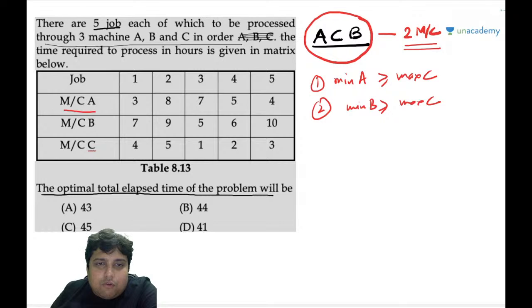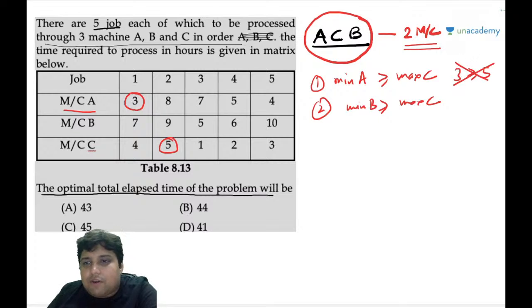The minimum value of A is 3. And what is the maximum value of C? The maximum value of C is 5. So in this case, 3 is greater than or equal to 5. This is wrong. So condition number 1 is not satisfied. Let's check condition number 2.